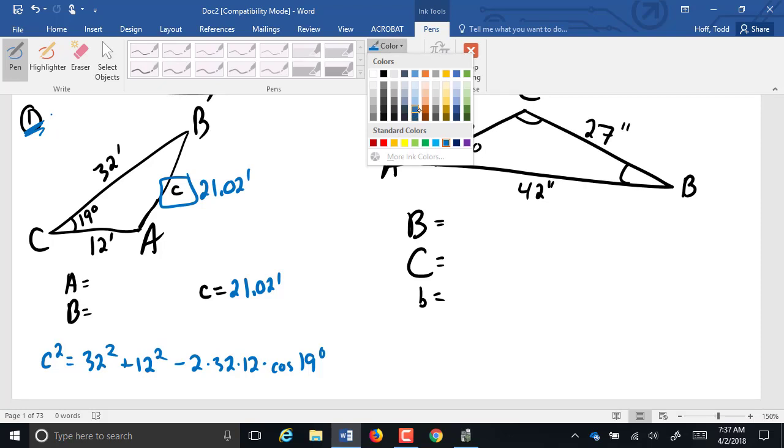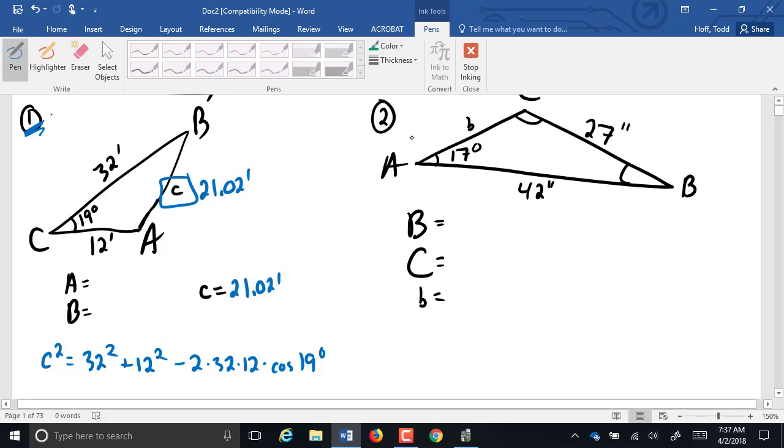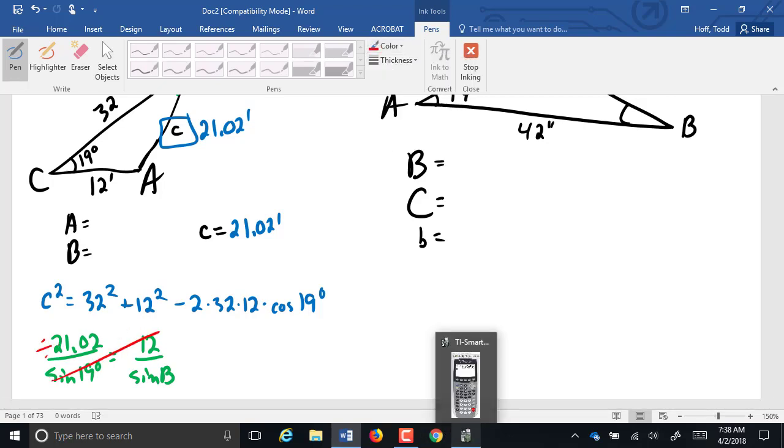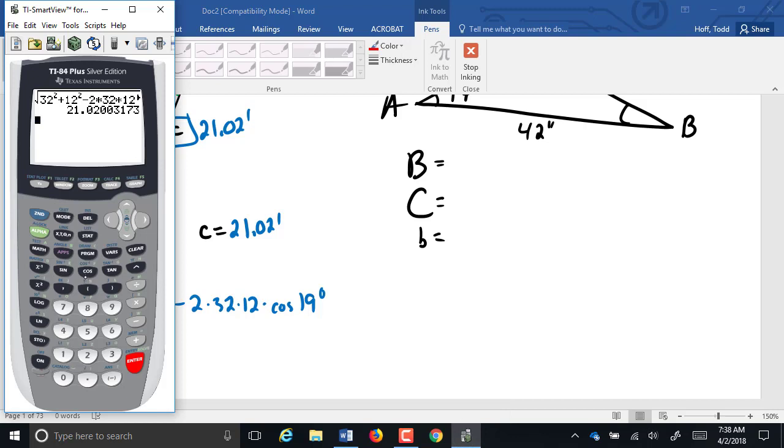How do I find one of my angles? First of all, which angle do I want to find first? I want to find B because A looks like it could be obtuse. So I'm going to do the 21.02 over sine of 19 degrees, equals 12 over the sine of B. So I'm going to cross multiply and divide. Sine of 19 times 12 divided by 21.02.